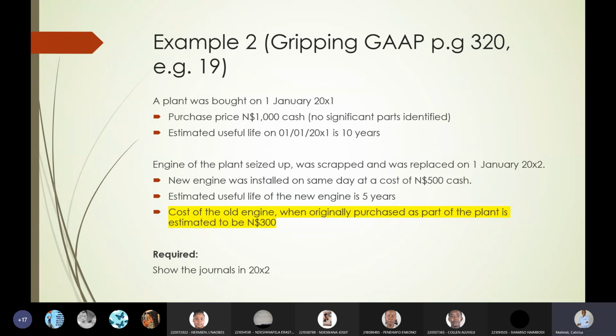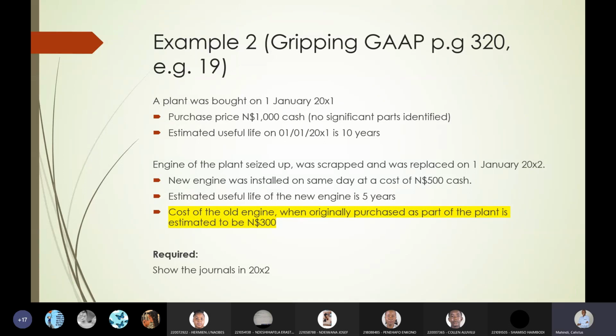On 1st of January 20X1, a plant was purchased. The purchase price was 1 million and there were no significant parts identified. So the cost of the plant was 1,000, not 1 million. The purchase price was 1,000 in cash. There were no significant parts identified. The estimated useful life on 1 January 20X1 is 10 years.